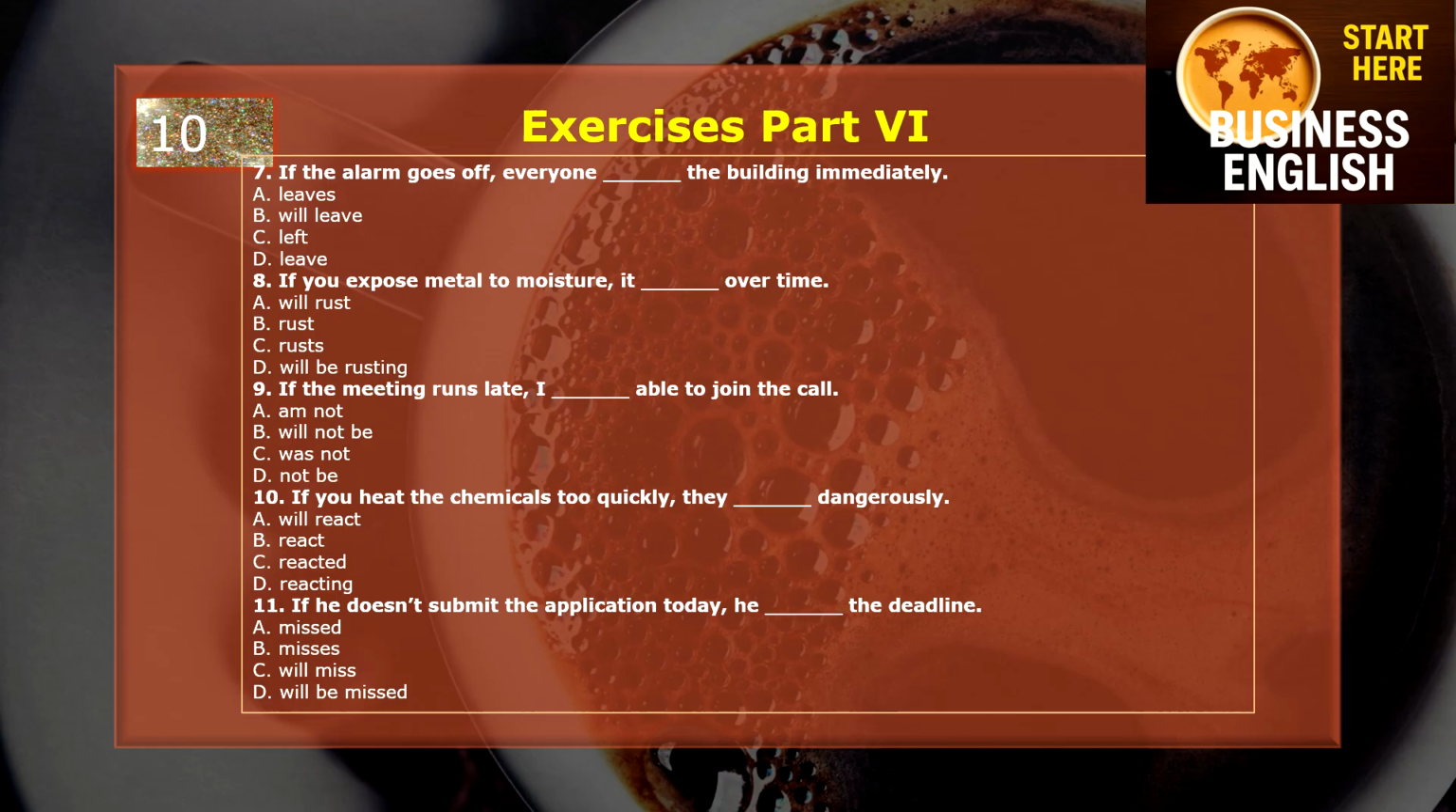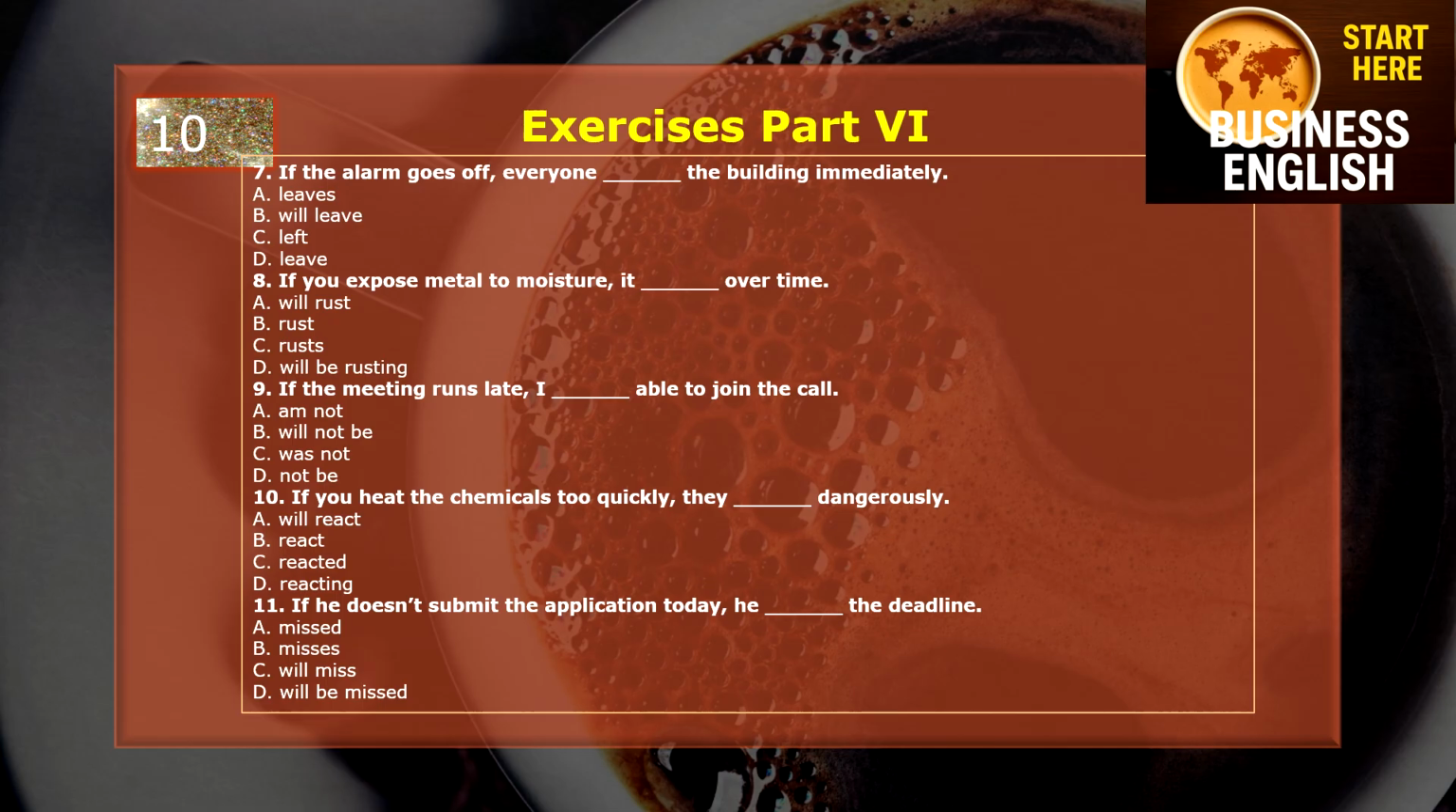8. If you expose metal to moisture, it A. will rust, B. rust, C. rusts, or D. will be rusting over time. 9. If the meeting runs late, I A. am not, B. will not be, C. was not, or D. not be able to join the call.